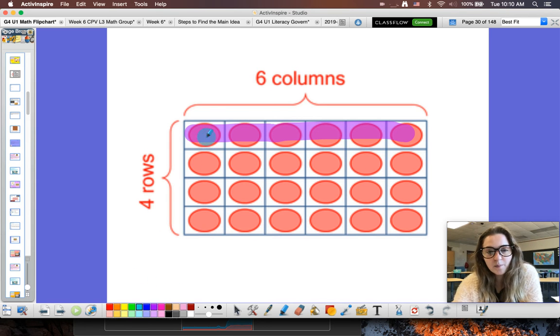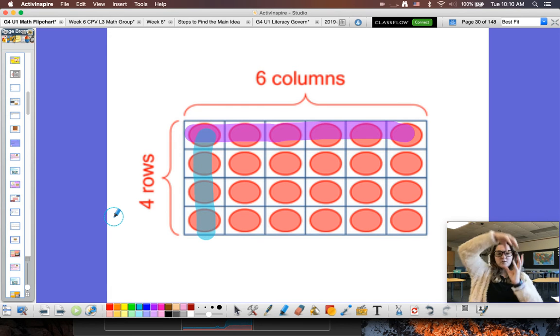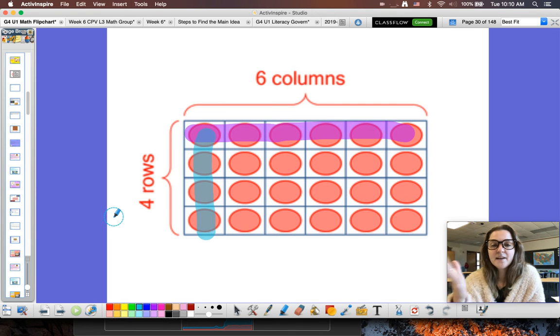Columns go up and down. Think of the columns on a building, like those giant white columns that you might see outside of some building. Those are called columns. Those go up and down, and that's how we can distinguish in arrays. So we will be talking about rows and columns quite frequently.